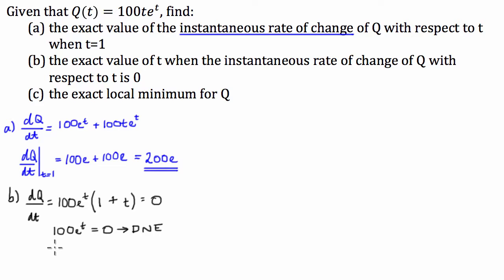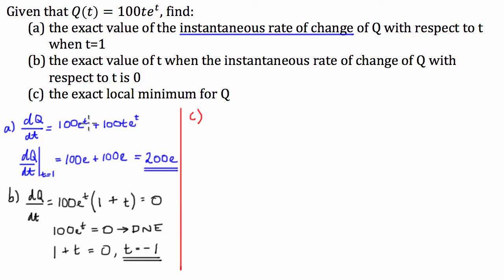But we know that 1 plus t equaling 0 is quite easy. It's quite easy to see that t will have to equal -1. So you can see that for this function to equal 0, t has to equal, you guessed it, -1. Great. Now for the sort of tricky part of our 3 parts here. Part C.